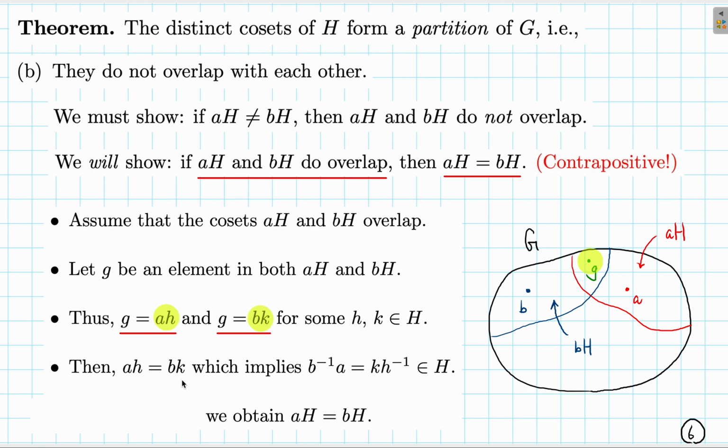But now I claim that this implies the following. By left multiplying both sides of this by b inverse and right multiplying both sides by h inverse, we obtain that b inverse a is equal to k h inverse. And because H is a subgroup, this product is an element of H. And so what we just showed is that b inverse a is an element of H. And as we reviewed earlier in the lesson, that's a criteria for concluding that the cosets AH and BH are equal. And that's the proof outline of the contrapositive.